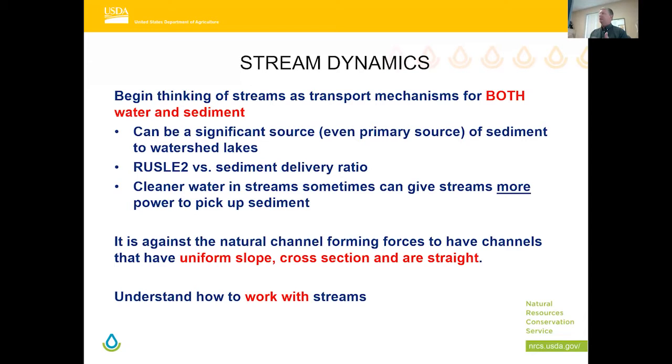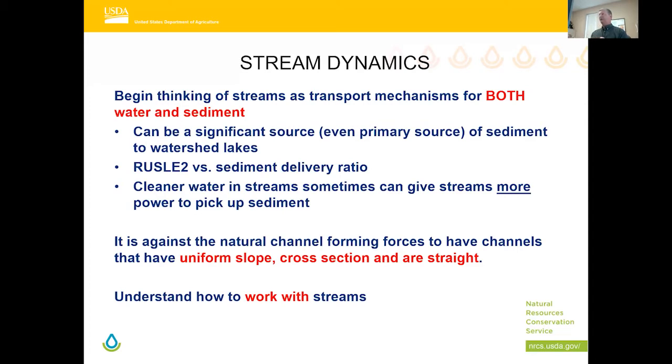In the uplands, we use models like RUSLE2, which is an erosion prediction model for cropland and other areas in the watershed. But when you talk about the stream corridor, we talk about sediment delivery ratio and its ability to take the sediments that it receives and transport them downstream, or to transport eroded sediments from the bank downstream. Even sometimes cleaner water, or any change at all, even the fact that the water is cleaner, can give streams more potential power to pick up sediments along the way. So everything is part of a balance that we'll show you in a second.